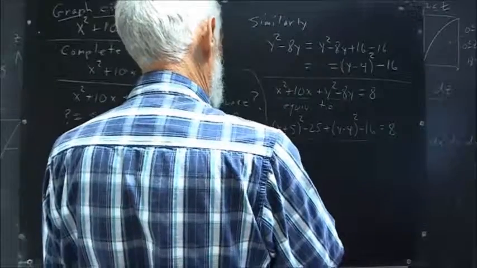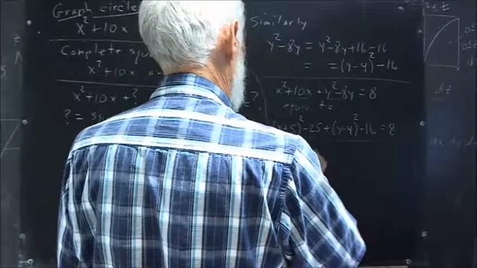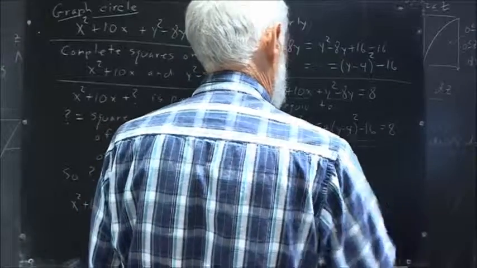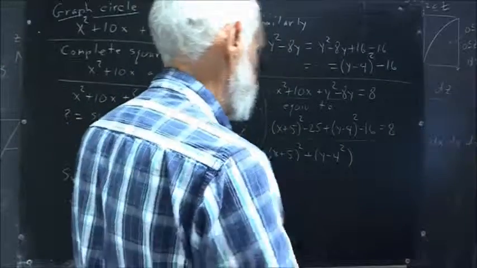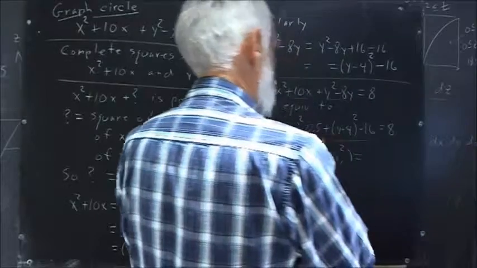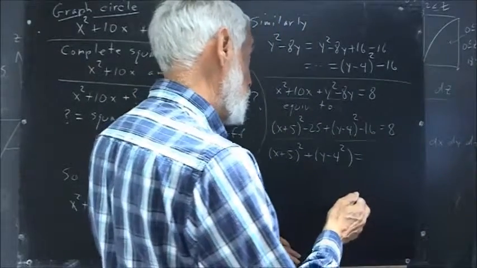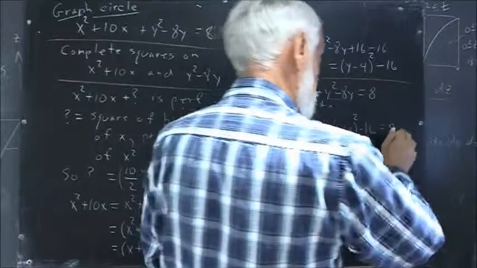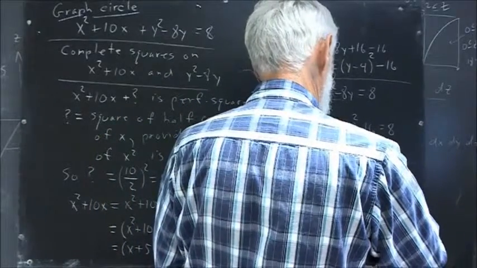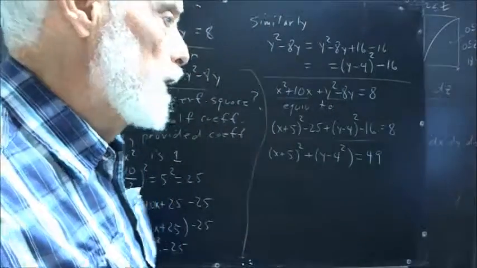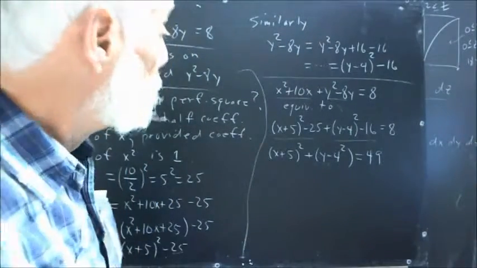We can say that's the same as x plus 5 squared plus y minus 4 quantity squared, and then minus 25 and minus 16 is negative 41. We add 41 to both sides. We get 41 plus 8, and magically that comes out to 49, which is a perfect square, which is cause for some joy.